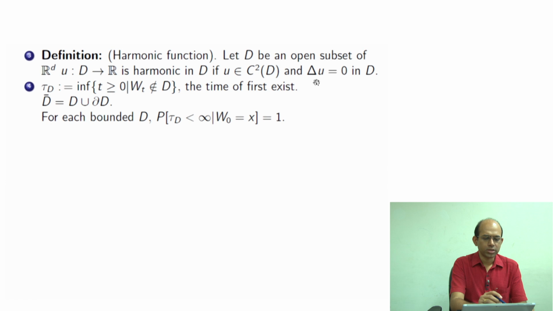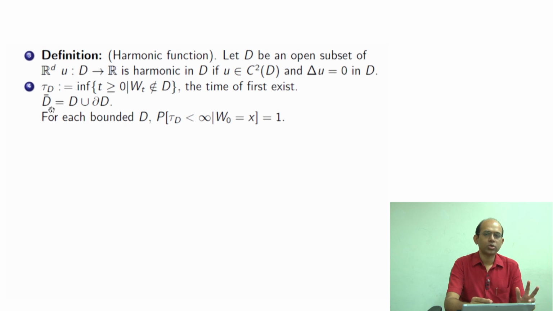Now, we consider a stopping time tau_D. Tau_D is defined to be the exit time of the Brownian motion from the domain D. Okay. So, this is a stopping time. Why? Because Brownian motion is F_t adapted, and the exit time of an F_t adapted process is a stopping time with respect to the same filtration F_t.